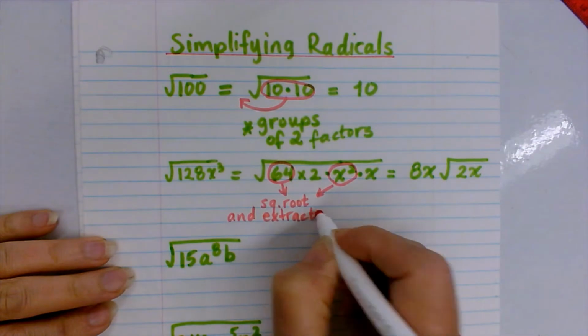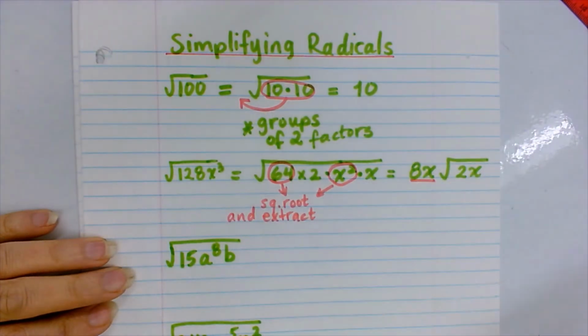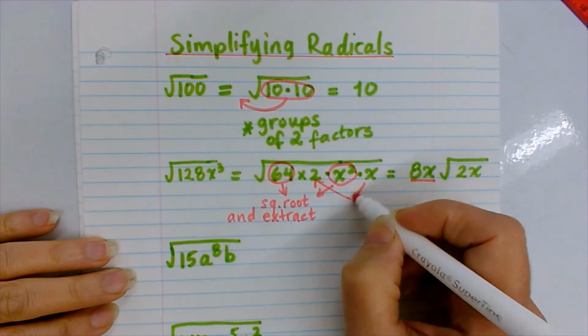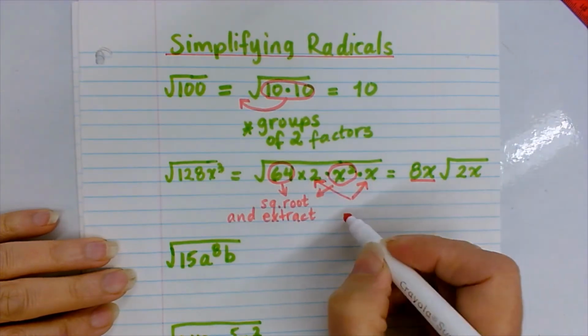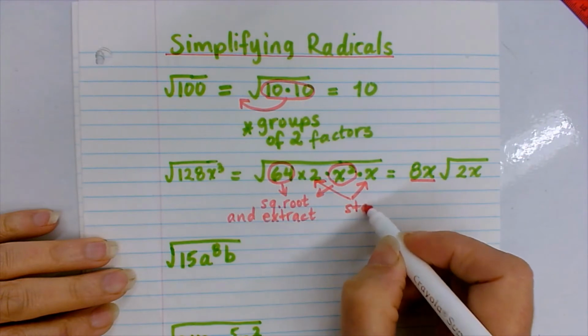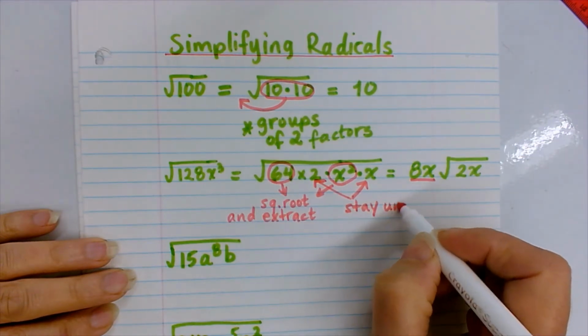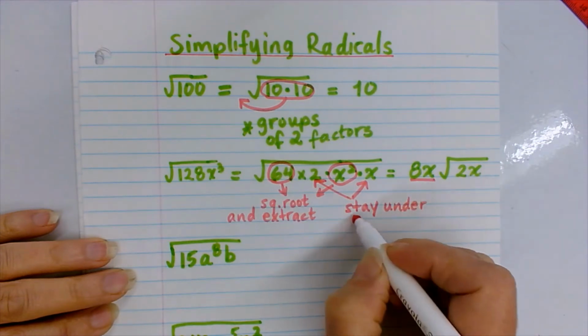So I was extracting the square root of 64 and the square root of x squared, and I'm leaving the 2 and the x under the radical sign since they don't have a square root that is simple. Make a note of that.